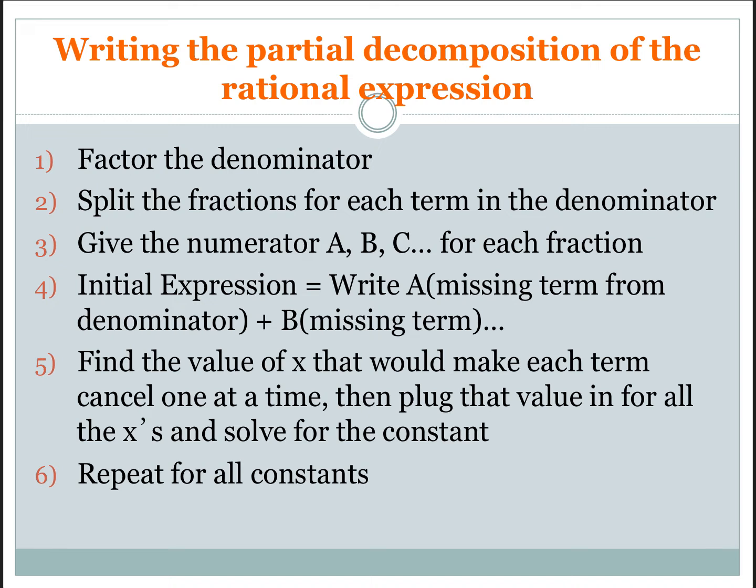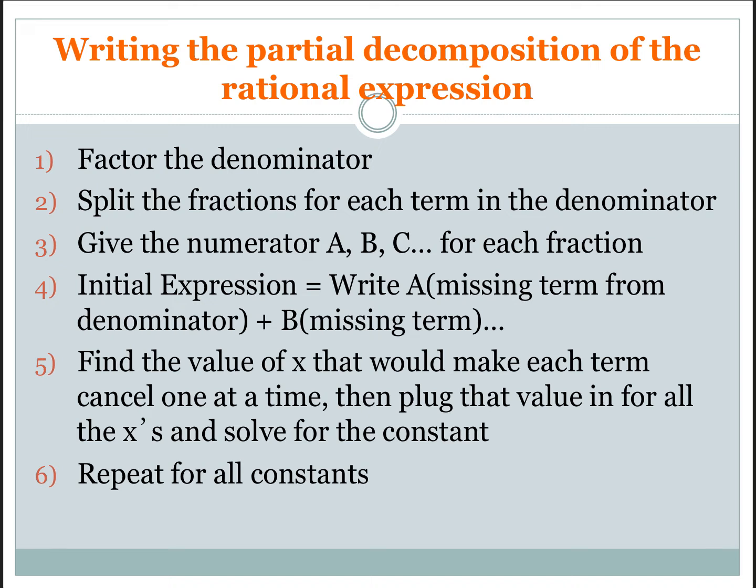Remember, each set of parentheses is a term. So depending on how many sets of parentheses or binomials you have in the denominator, that's how many fractions you'll have with addition. Give your numerators as A, B, C, D, E, however many terms you have in the denominator. Set that equal to your initial numerator. You can also, from here, cancel out those fractions by multiplying your least common denominator by every single numerator, and those will cancel out your denominators, giving you just that top part equal to the original numerator.